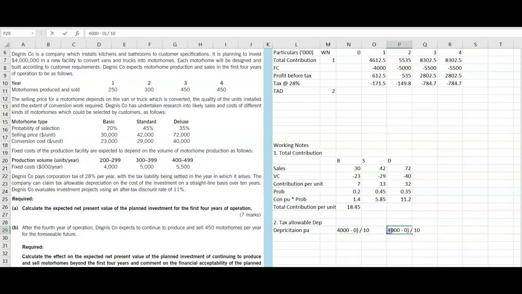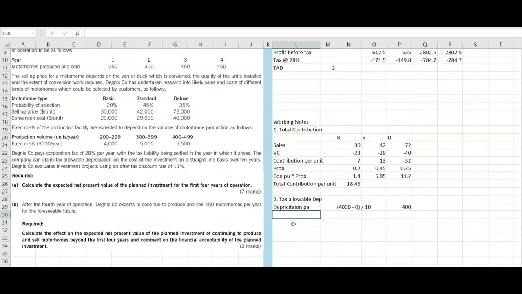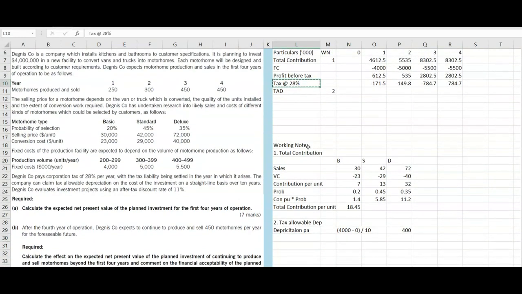So the answer would be, okay, so we got the answer. So depreciation is 400 per annum. So what would be the tax benefit? The tax is at 28%. So this number into 28%, we'll get the answer.